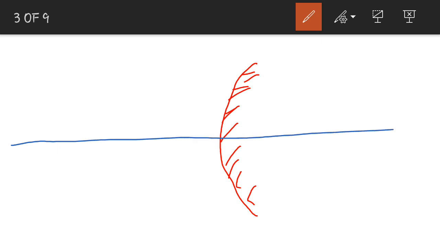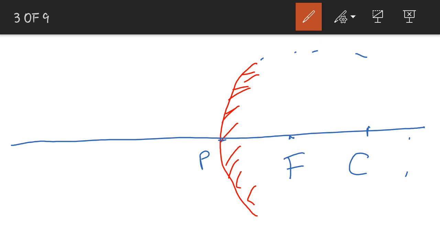So now we will draw the diagram. As we are told to take a convex mirror, we will be taking a convex mirror. So this is our convex mirror. You can draw using even a compass, so that you can draw it in a proper manner. Then we will be drawing a principal axis. So this will be our pole, this will be our focus, and this will be our center of curvature, because this is going to be the circle formation.